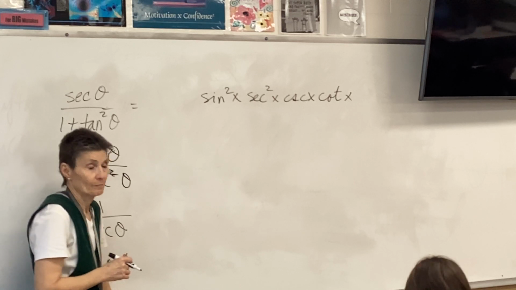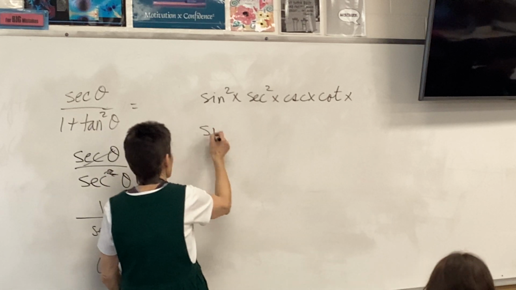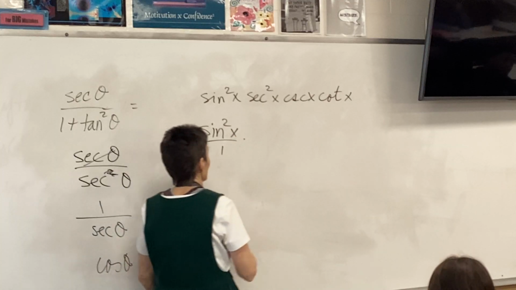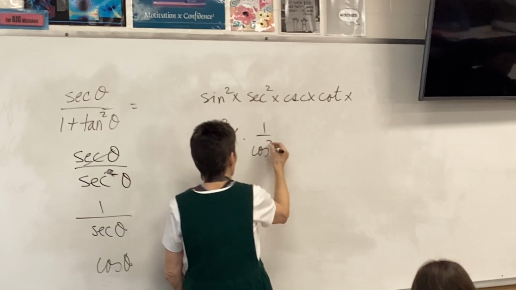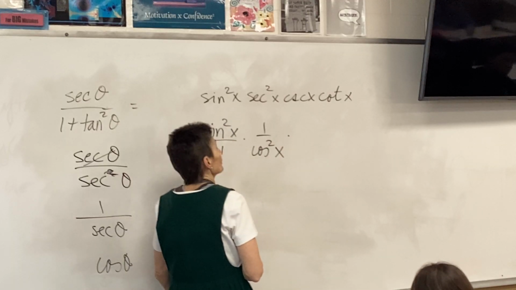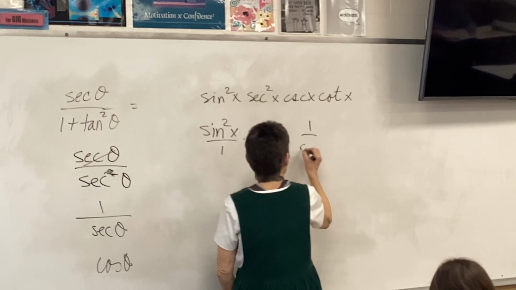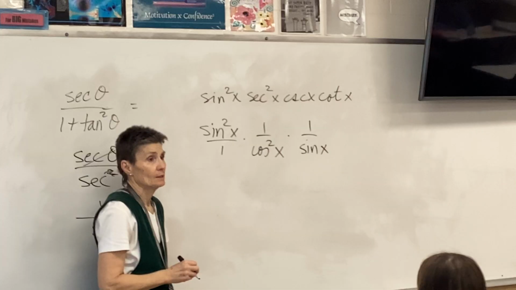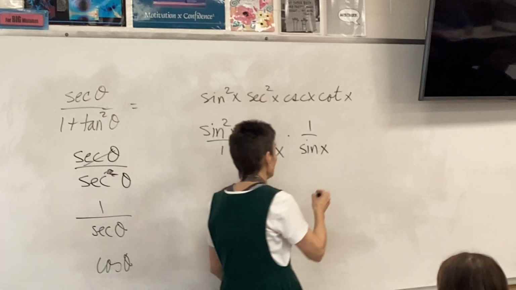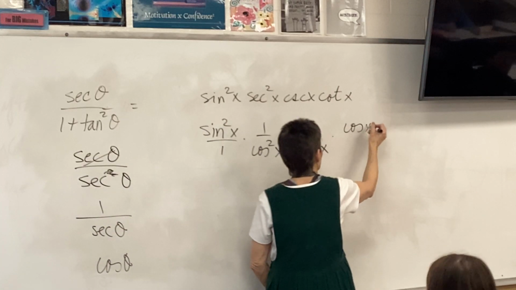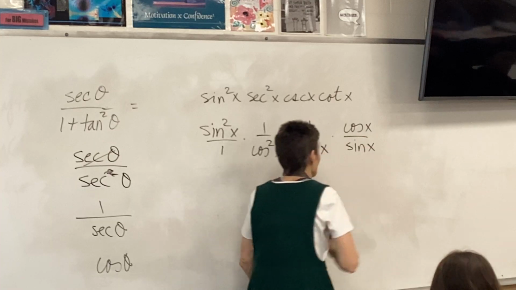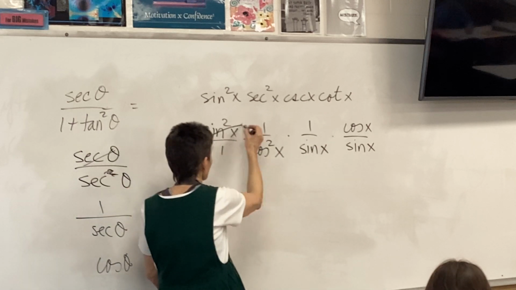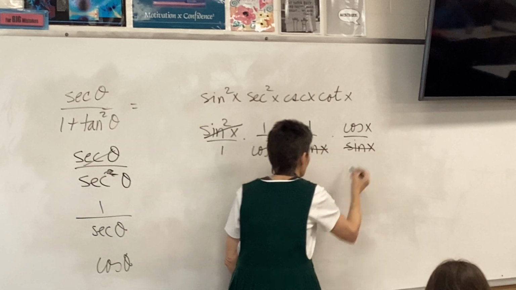What do you think? What's sine squared? Just over 1. How about secant squared? 1 over cosine squared. How about cosecant? 1 over, not 1 over sine squared, it's not squared, it's just 1 over sine, right? And then cotangent is cosine over sine. Now it's all times, so we're just going to start canceling. So here's a sine squared and 2 more sines, so that's going to go.